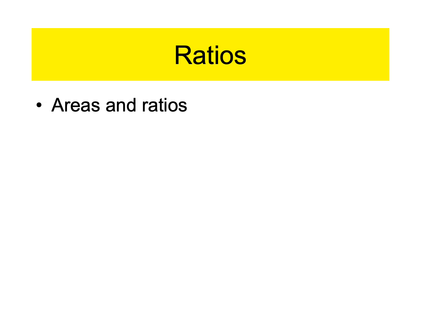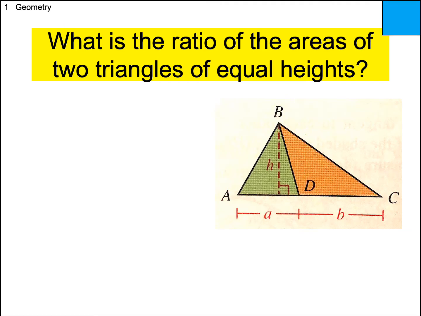So they're going to give you some shape. It's going to have two of something. There's two triangles. Technically, there's three here. Two triangles here, a green one, and I don't know what color that is, yellow, orange, something like that. And you're going to be making a ratio of the two areas. So let's read what it says. What is the ratio of areas of two triangles of equal heights? So we're going to compare two triangles that have equal heights. So which two triangles there have the same heights? Triangle ABD and triangle CBD both have the same heights.